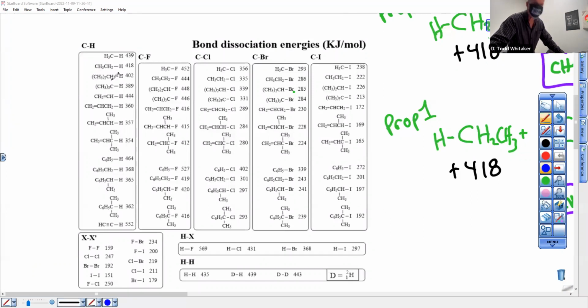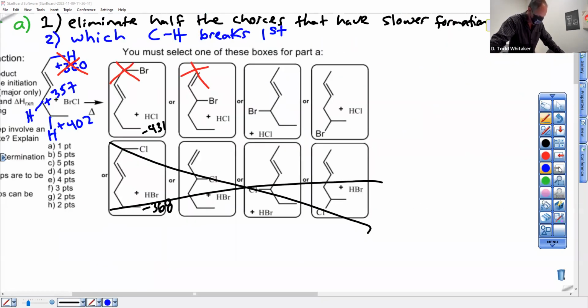Secondary, not allylic. 402. I don't know how I remembered that number. So you're definitely... That's it. There's only one problem with your hypothesis. The exam doesn't exist yet. He said I remembered it because it's on the exam, and I haven't made up the exam.